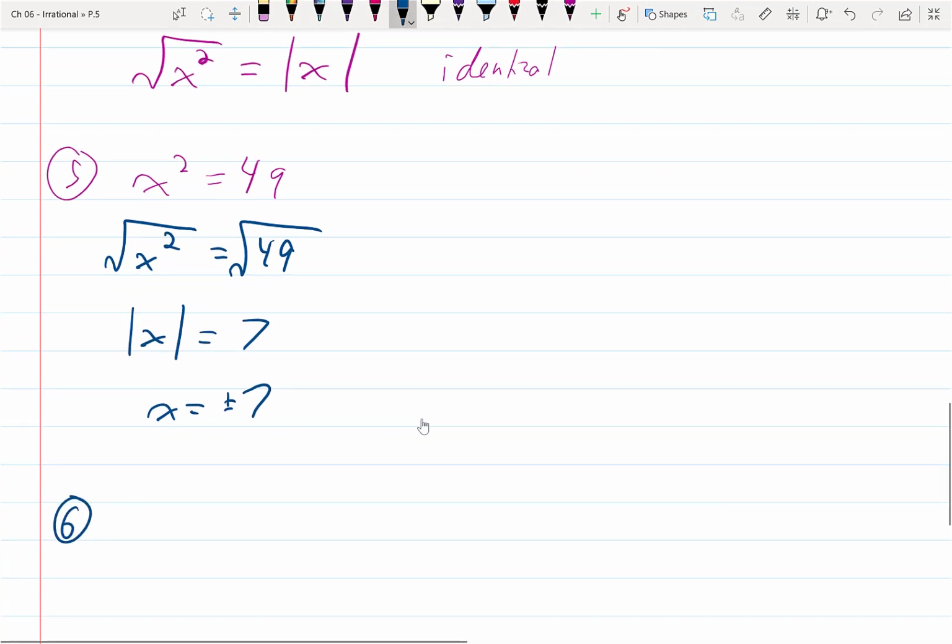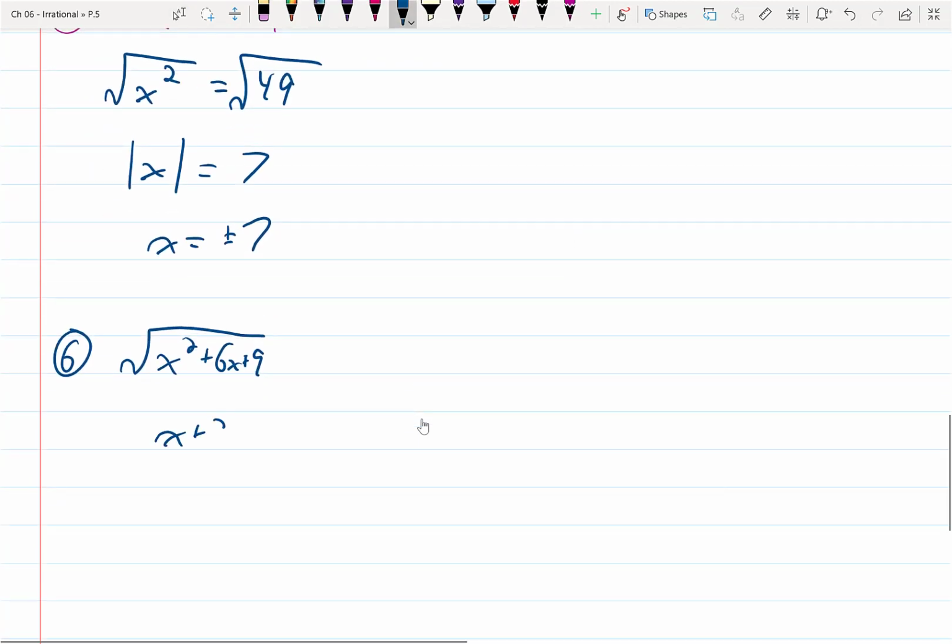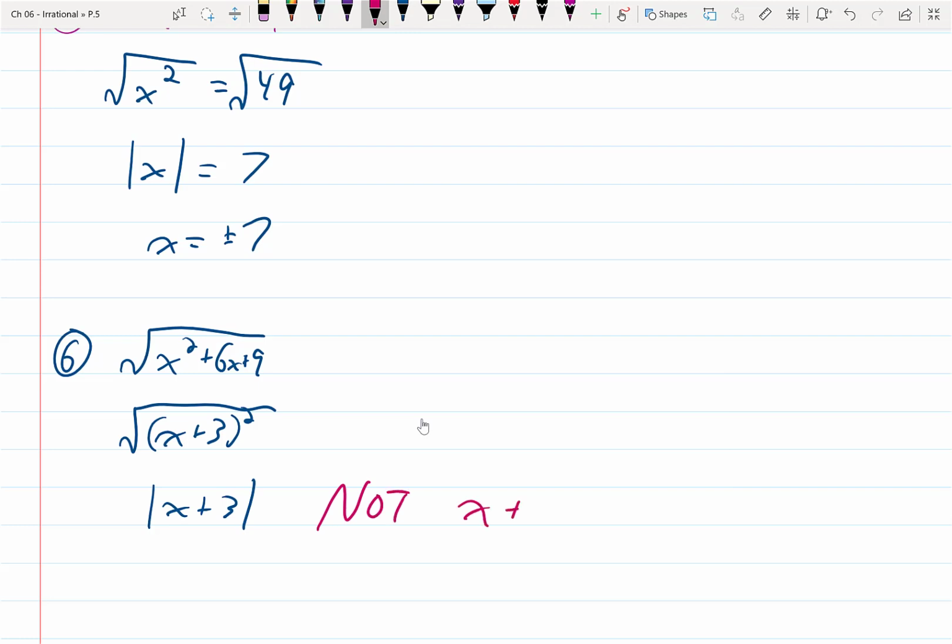So this has far-reaching consequences for things like this. When I take the square root of x squared plus 6x plus 9, and I would write that as x plus 3 squared, square rooted, the value of this can only be simplified to the absolute value of x plus 3, not x plus 3.